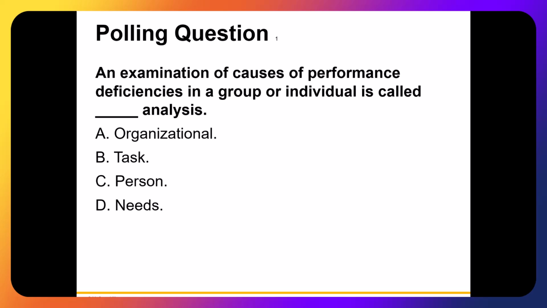So polling questions. An examination of causes of performance deficiencies in a group or individual is called what analysis? And here's your answer. Person.